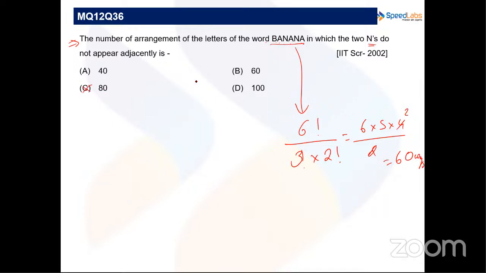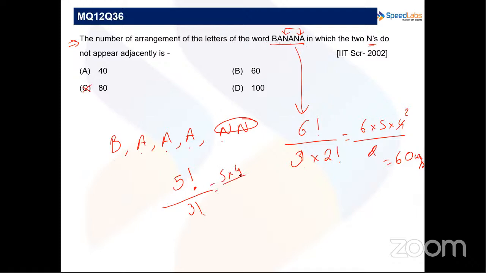And no two N's should appear adjacently. So let's take both the N's as a single unit. So we will be having B, A, and both the N's as a single unit. So we are having 1, 2, 3, 4, 5 units here. In how many ways we can arrange it? 5 factorial upon 3 factorial. That will be 5 into 4 into 3 factorial by 3 factorial. On cancelling, we will be getting 20.